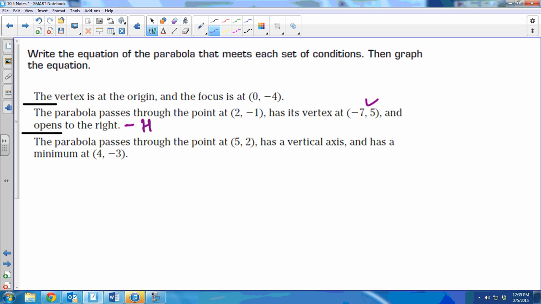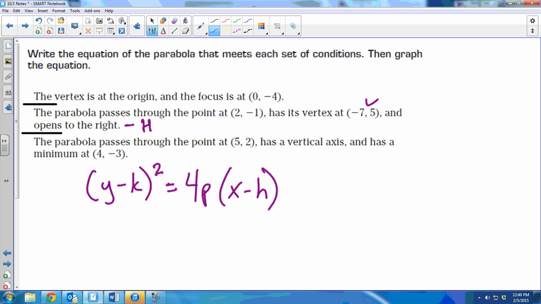Now, if you think about your equation, especially one for horizontal, since that's what we're using, the equation says y minus k squared equals 4p times x minus h, right? Well, I have h and k, and I have this other point. This other point can be an x and a y. If I fill in x and y, I only have one variable left, which is p. And I can do some algebra. I can solve for p. And then I can write the equation.